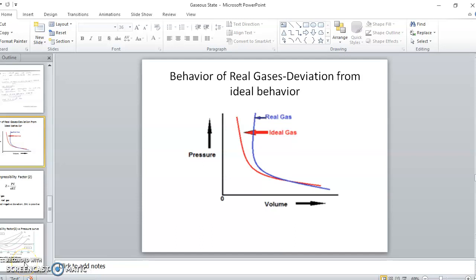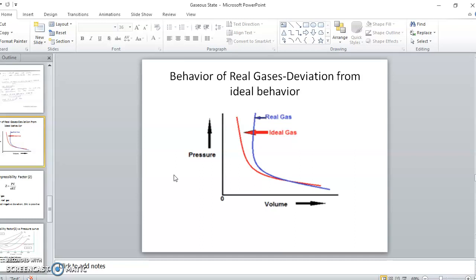Now we discuss the behavior of real gases. What do you mean by a real gas? A gas which really exists is called a real gas. Remember, whatever we discussed so far was for an ideal gas. What is an ideal gas? An ideal gas does not exist, it is ideal only.